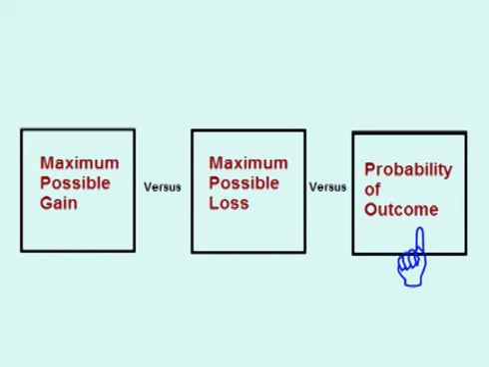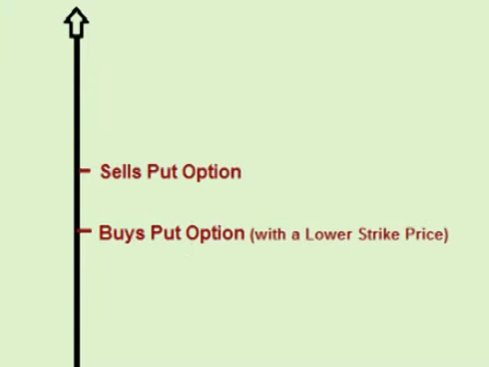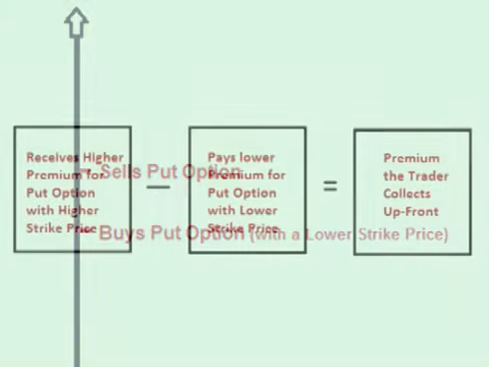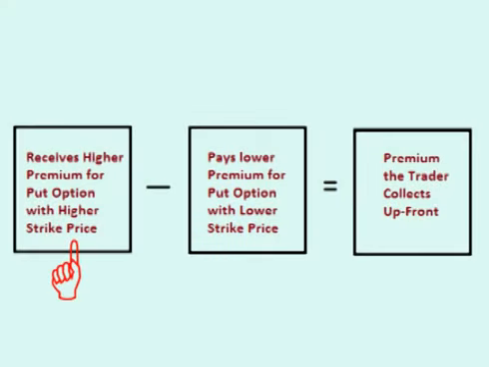To place a bull put spread, a trader sells a put option and buys a put option with a lower strike on the same stock that both expire at the same time. The option the trader sells has a higher strike price and therefore a higher cost, and the option the trader buys has a lower strike price and a lower cost.